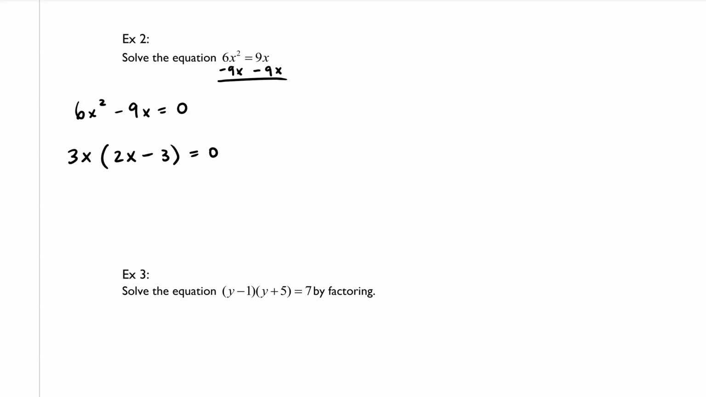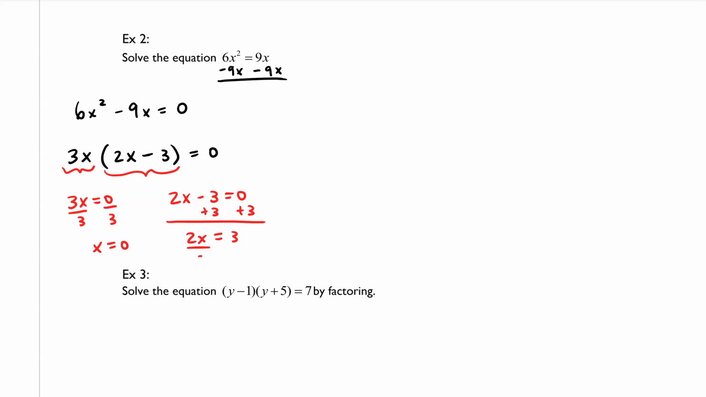And again, we're going to use the zero product property by setting each of these terms equal to 0 and solving. So if I do that, then I get 3x is equal to 0 and 2x minus 3 is equal to 0. I'm going to solve for x here, so x equals 0, and then I'm going to add 3 to both sides. So I get 2x is equal to 3, and then I'm going to divide both sides by 2, and that yields x is equal to 3/2. So those are my two solutions. And again, we want to plug both of those in.